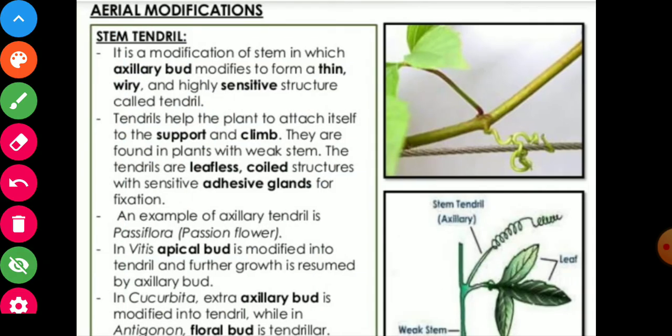Aerial modifications: they can form tendrils. Those help to climb the plant with the help of support. These are thread-like structures sensitive to touch. They support and help to climb the plant. Examples are like in Passiflora, and they help the plant to grow and climb with the help of support.